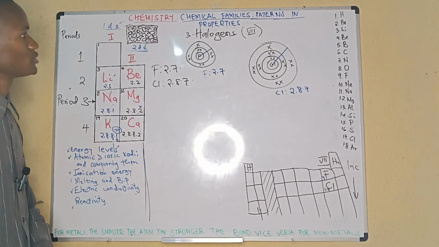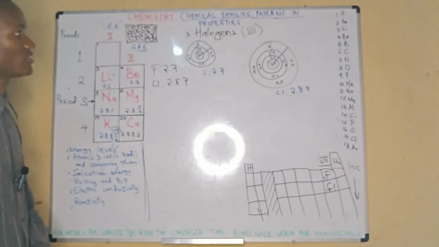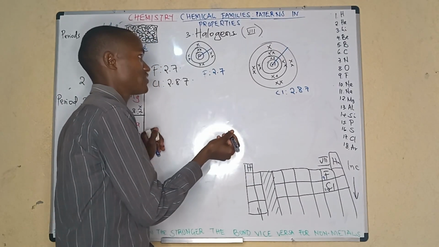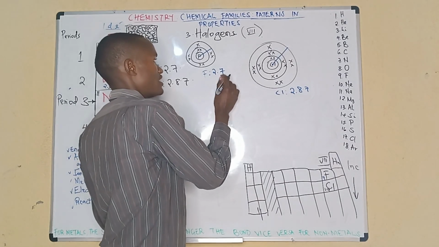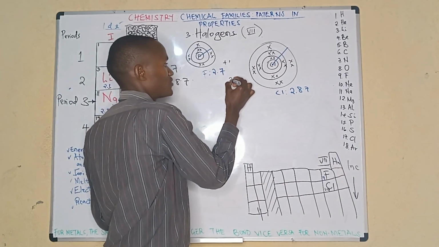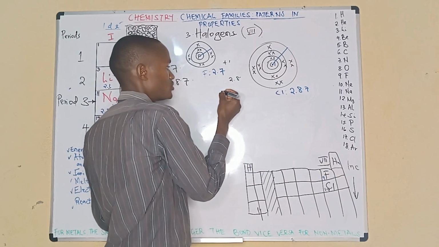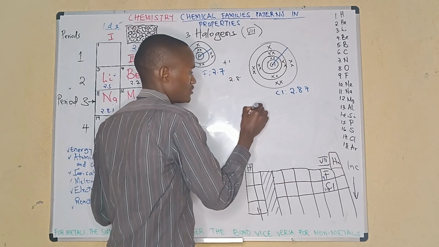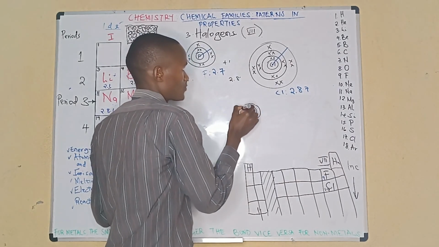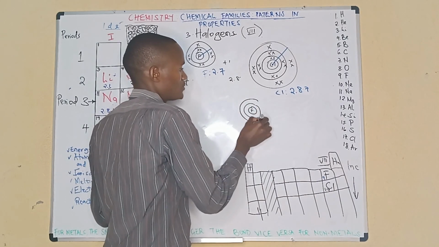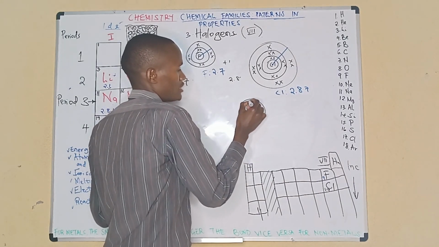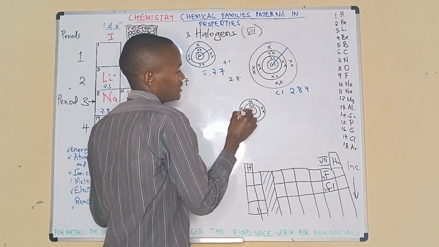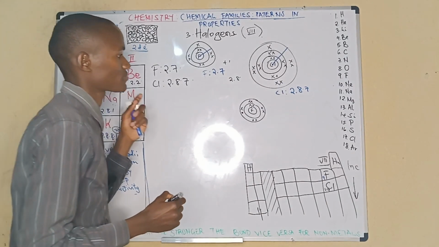So we can draw the ions. Let us draw the ions. Fluorine will have the same number of energy levels. It is 2, 7. It gains 1 electron to have a configuration of 2, 8. This is the fluorine ion, let me draw it here. It is 2 and 8. 1, 2, 3, 4, 5, 6, 7, and again the electron, 8. That will be fluorine.